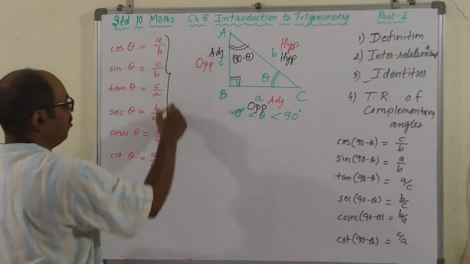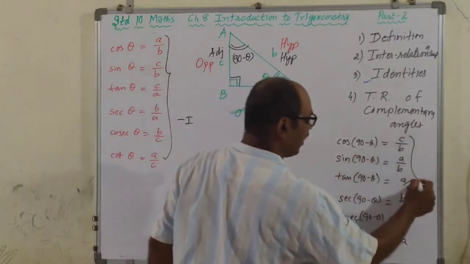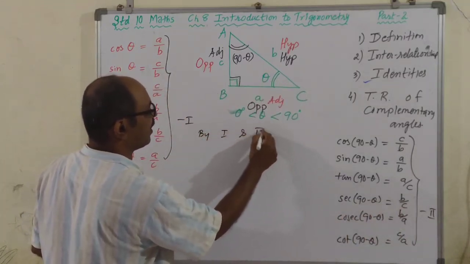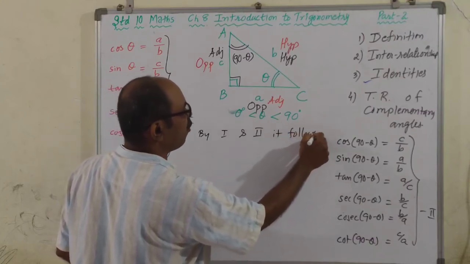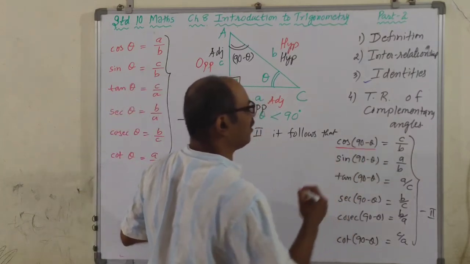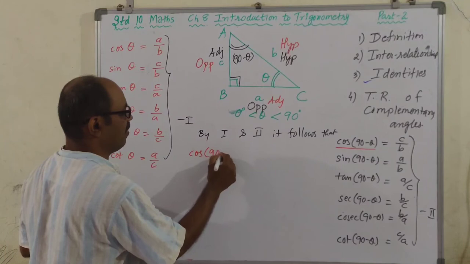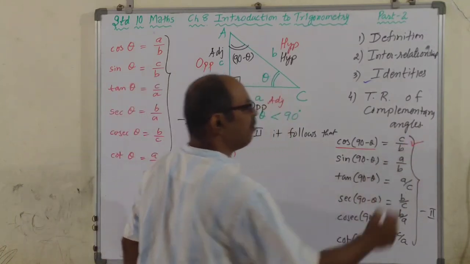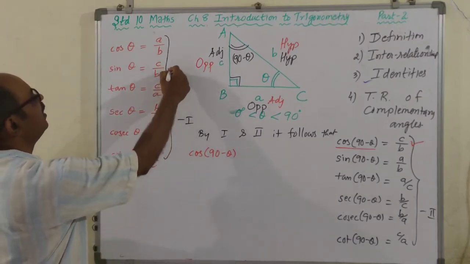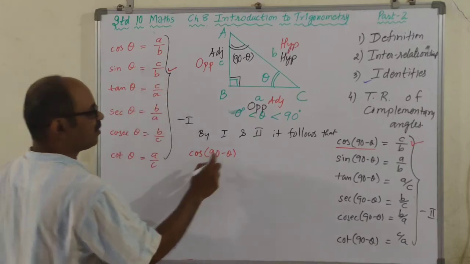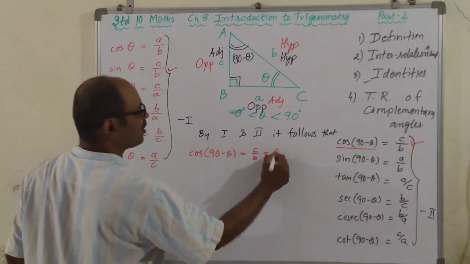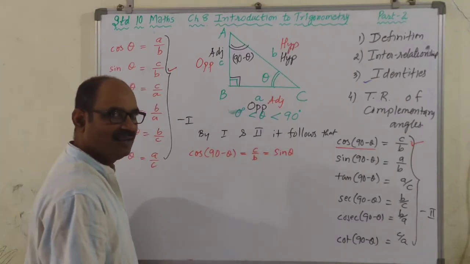Let's call this result first and this result second. So by first and second, it follows that, I start with cos. Always I start with cos. Cos of 90 minus theta is what? C upon B. And what is C upon B here? Here it is. So cos 90 minus theta is C upon B and that is equal to sin theta. Got it? Understood?